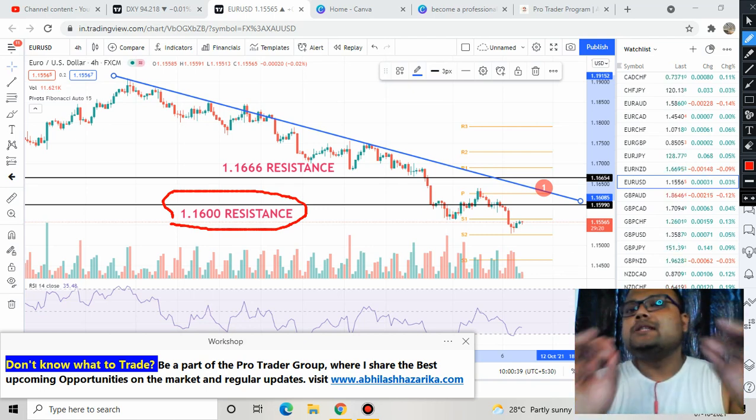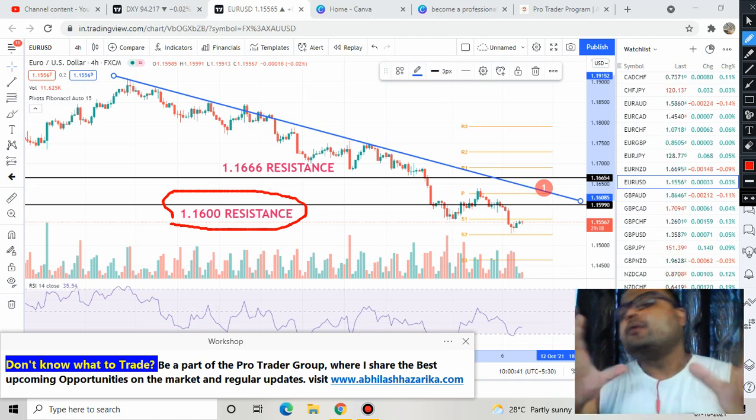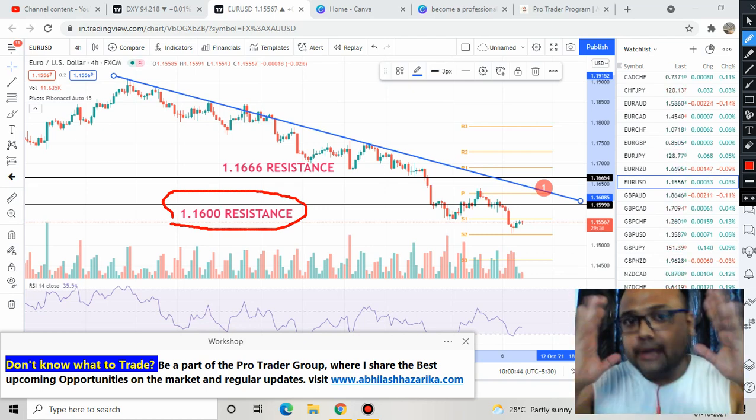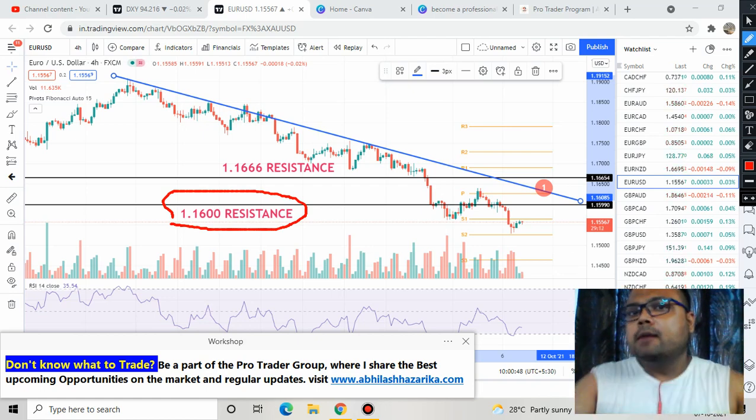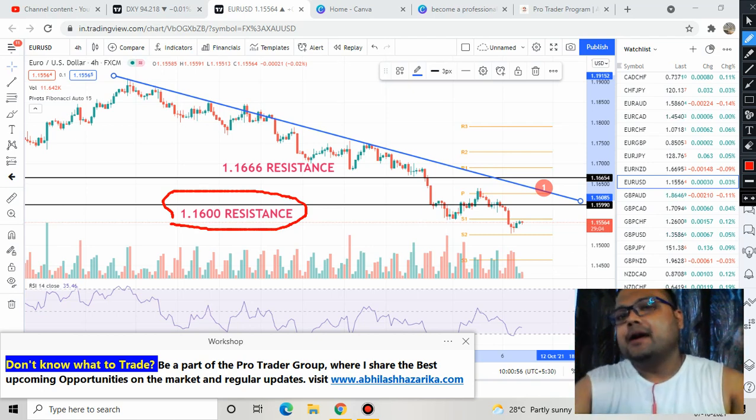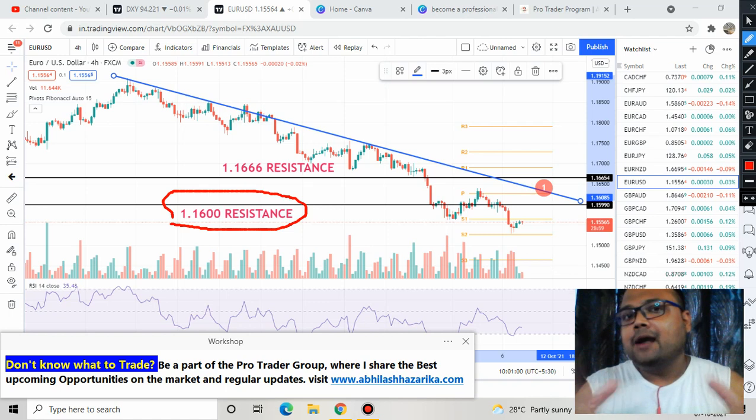Previously, this was the level that was acting or trying to provide some support to the market. Okay, listen to me carefully. This level was trying to provide support to the market, but the selling pressure was so high that it failed to provide the necessary support, and as a result market broke the support at one point of time, and right now you can see that market is trading below it.